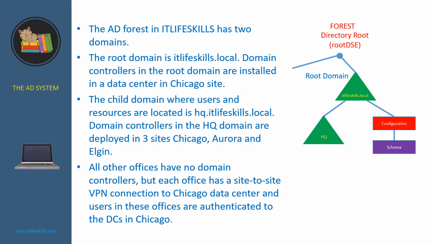Now, let me briefly introduce you to the AD systems at IT Life Skills. The AD forest in IT Life Skills has two domains. The root domain is itlifeskills.local. Domain controllers in the root domain are installed in a data center in Chicago site. The child domain where users and resources are located is hq.itlifeskills.local. Domain controllers in the HQ domain are deployed in three sites: Chicago, Aurora, and Elgin.